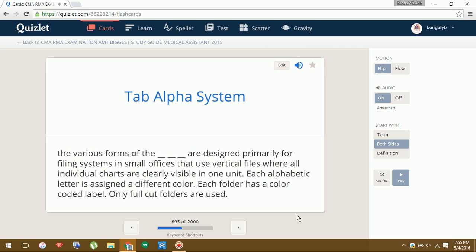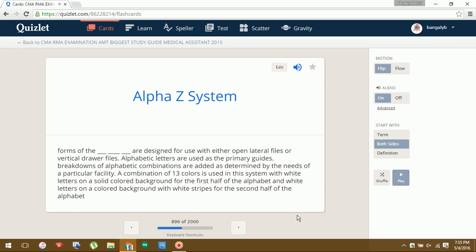Tab Alpha System. The various forms of the system are designed primarily for filing systems in small offices that use vertical files where all individual charts are clearly visible in one unit. Each alphabetic letter is assigned a different color. Each folder has a color-coded label. Only full-cut folders are used. Alpha Z System.